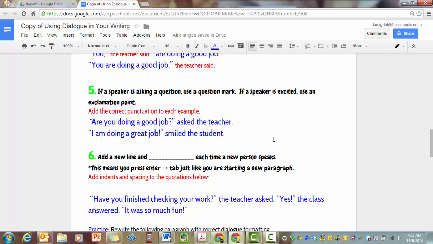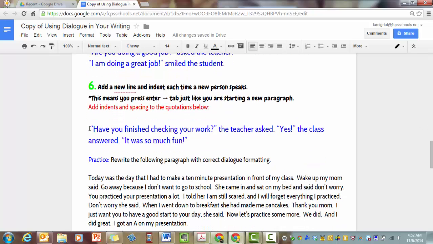Number 6, add a new line and indent. You know what indent is? That's when you start a few spaces in, 5 spaces in when there's a new paragraph. So add a new line and indent each time a new person speaks. This means you press enter, tab, just like you're starting a new paragraph. All right, so there's my tab. "Have you finished checking your homework?" the teacher said.